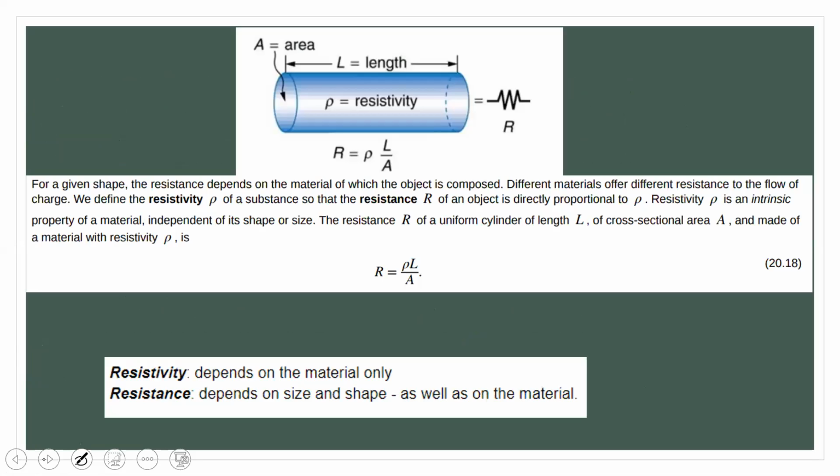Now, here we have a wire, shown as a cross-sectional area of a wire. For this shape, the resistance depends on the material of which the object is composed, as I told you before. Different materials offer different resistance to the flow of charge. To talk about it, we use something we call rho, or resistivity. This is the resistivity of a substance. So R depends on the resistivity of the material, because the pipe being plastic is different than metal, different than copper, different than aluminium, and so on. So it depends on the material it is composed of.